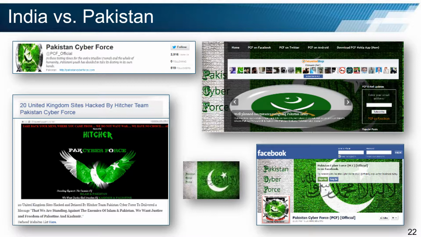The Pakistan Cyber Force is similar to the PCA in most respects. It is a volunteer group which has its own website, Twitter account, and Facebook page, and like other groups, claims to represent security professionals. One difference between the PCA and the PCF is the PCF occasionally targets other Western nations rather than simply focusing on India.